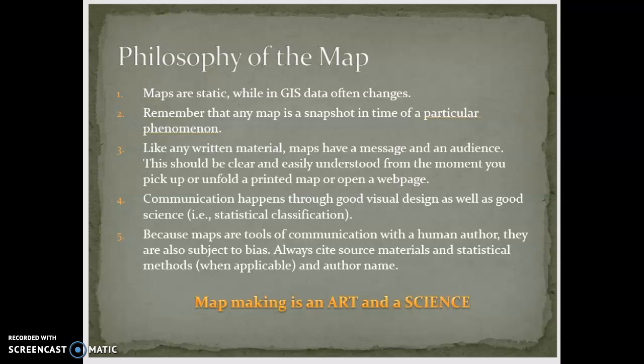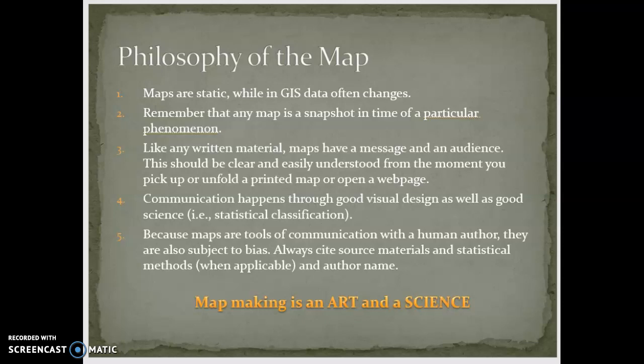So I had this slide in the last presentation, but I wanted to go over it one more time, which is the philosophy of the map, which is just a solid reminder about what maps are and what maps aren't. Maps are static, while the GIS data we put into them will often be changing. So that's something to keep in mind as a reader of maps. Remember that any map is a snapshot in time of a particular phenomenon. And that relates to the first point. Maps are only looking at one particular moment, and again, data is actually always changing.